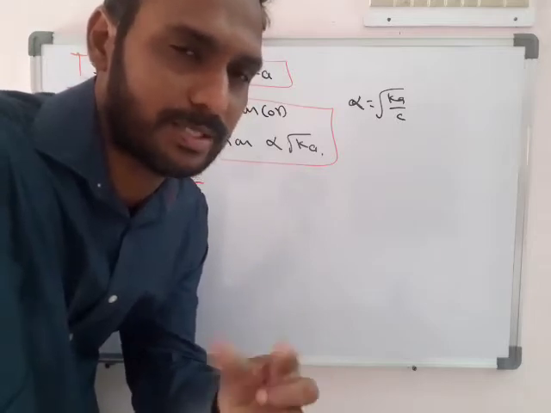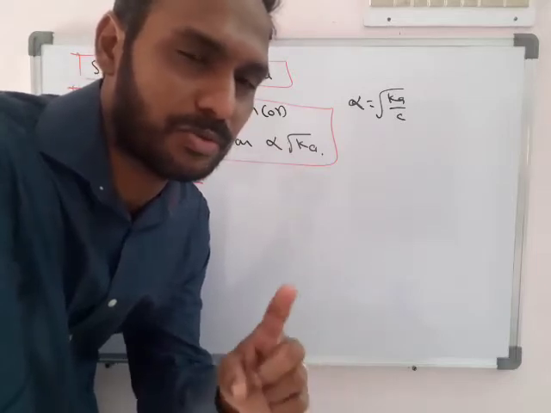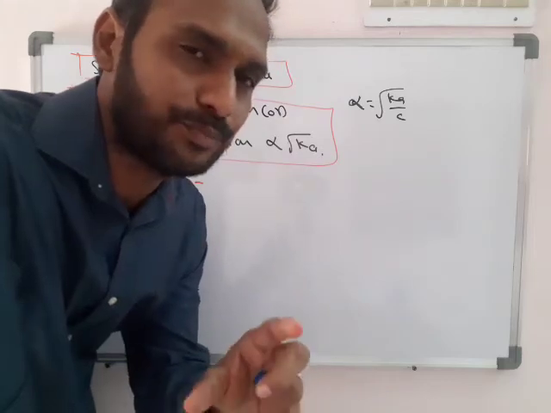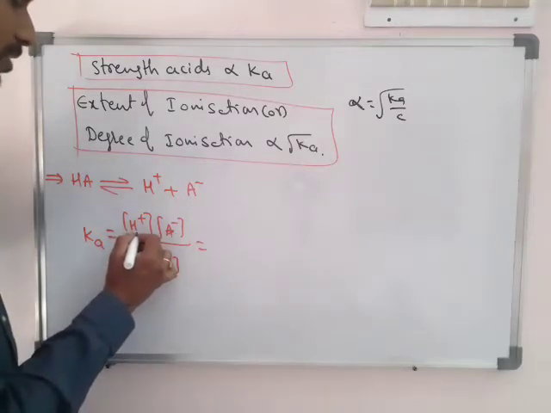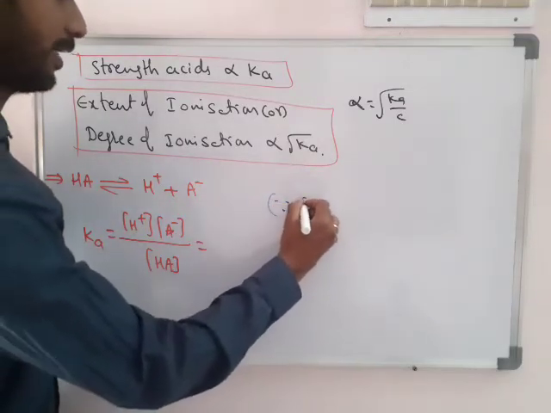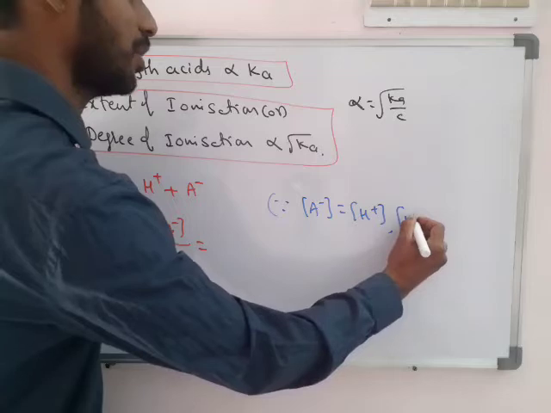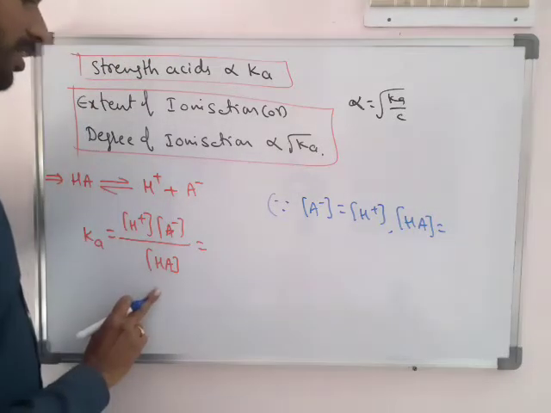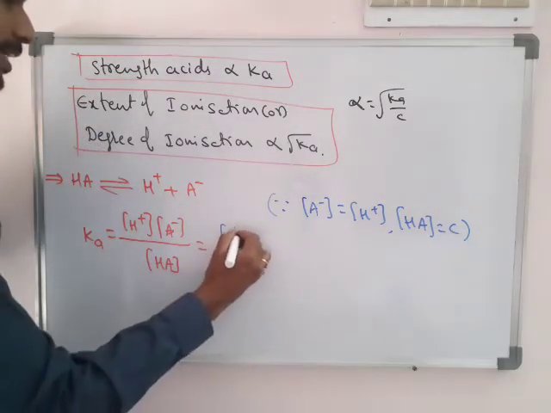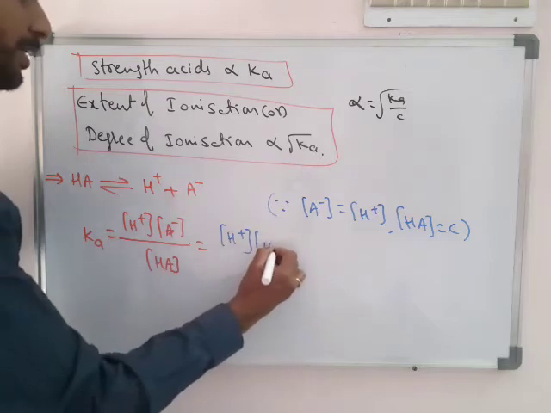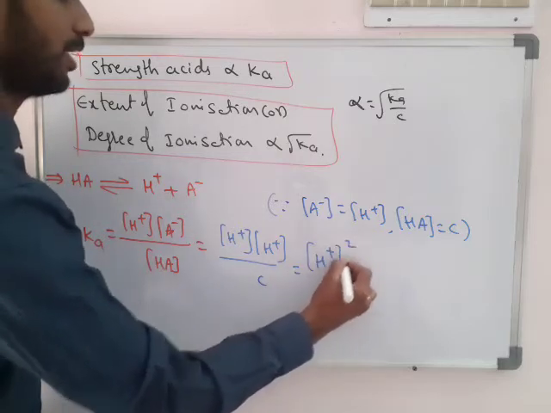The concentrations of H plus and A minus are equal, because 1 mole of HA gives 1 mole of A minus and 1 mole of H plus. So we can write H plus in the place of A minus. Since we are taking the A minus concentration as H plus, and the concentration of the reactant, nothing but the acid, in terms of C, we can write H plus into H plus by C, that is equal to H plus square by C.